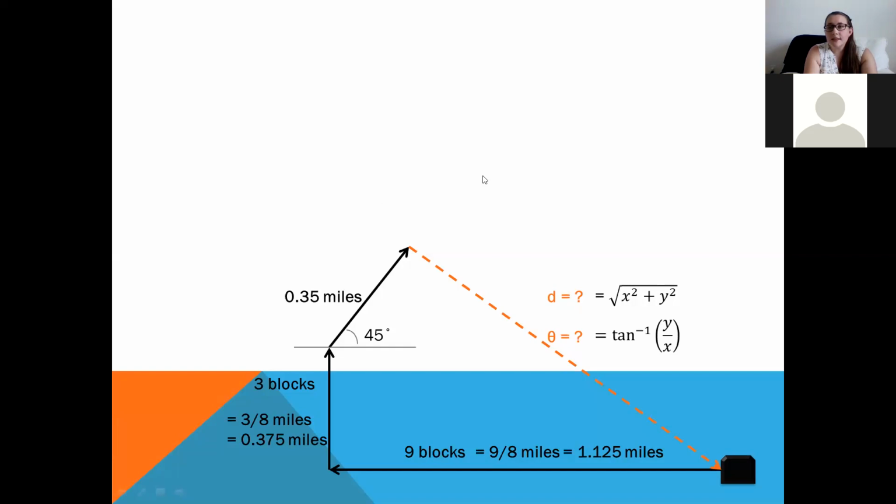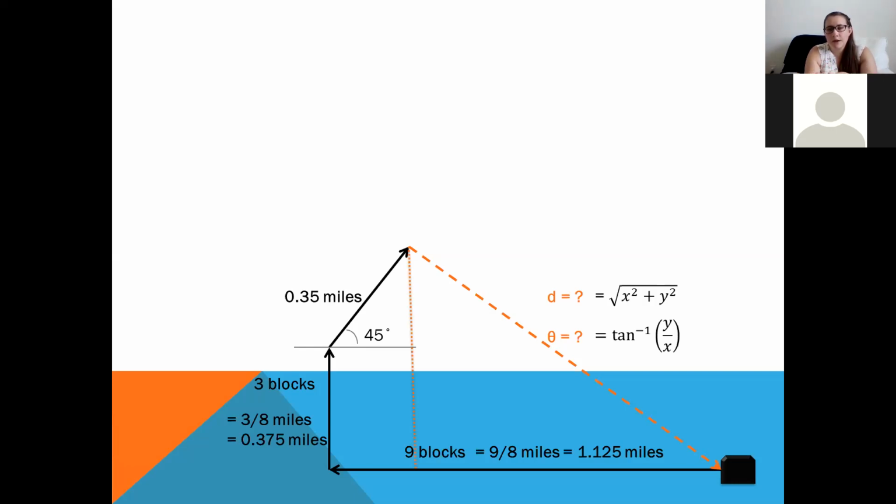So just taking these equations from the previous slide, the magnitude of our vector is the square root of the x component squared plus the y component squared, and the direction is the inverse tangent of the y component over the x component. Now, that's great when you have a triangle, but as several of you pointed out, we don't have a triangle. So let's make one.